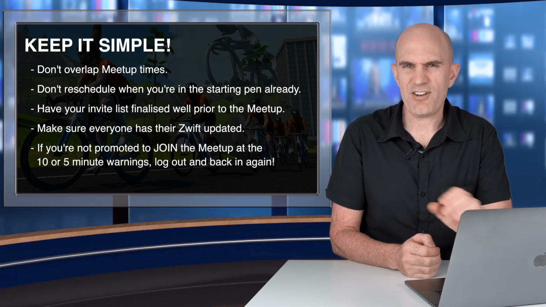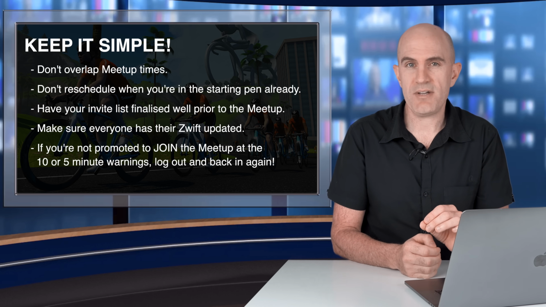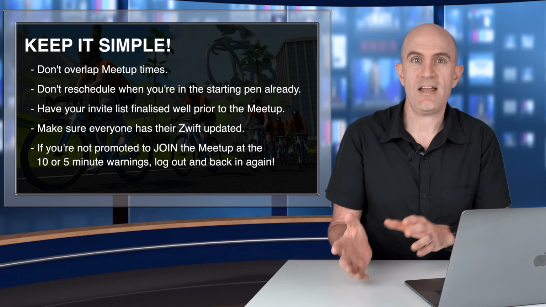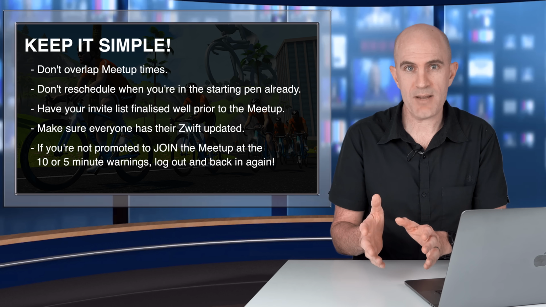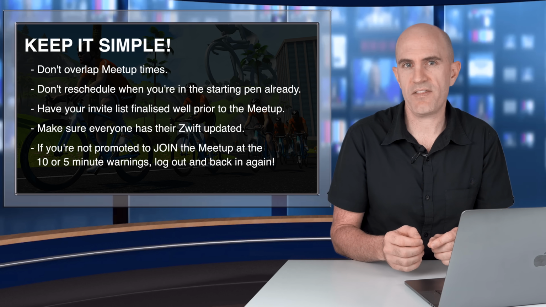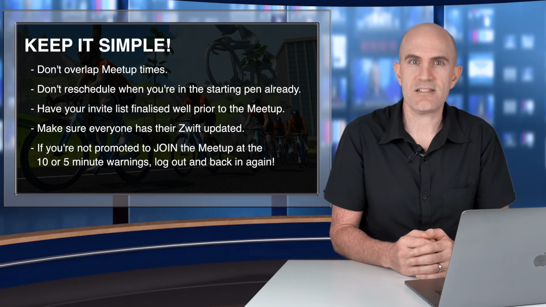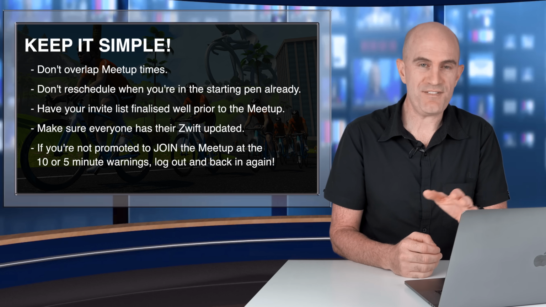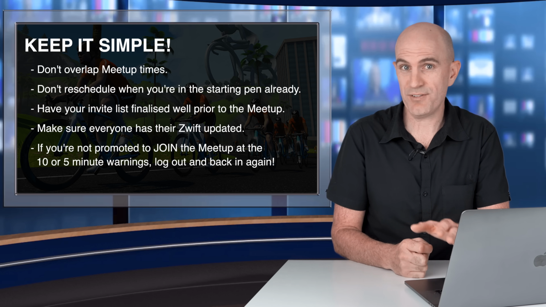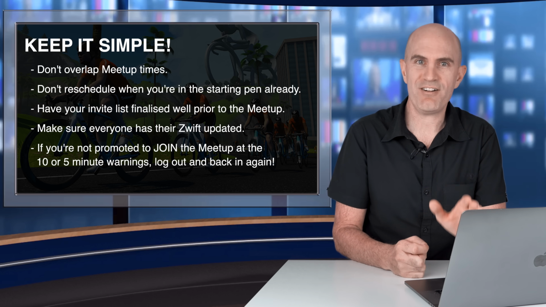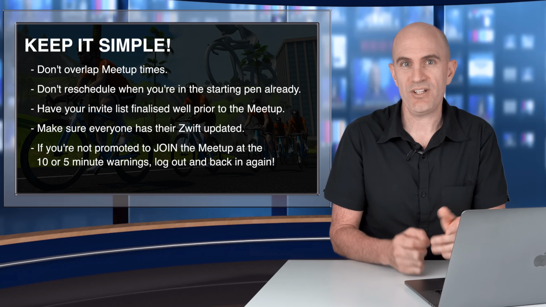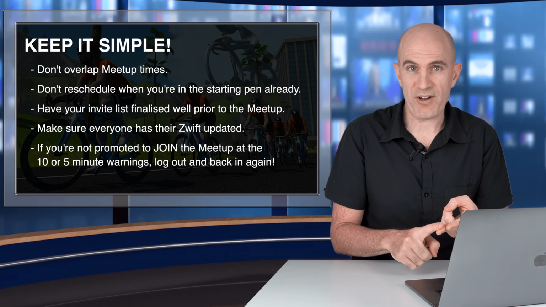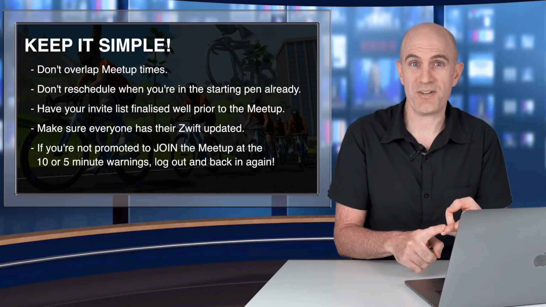Next up, related to that almost, is if you're not prompted to join the meetup at 5 or 10 minutes to go, exit out, jump back into the game, and make sure that in the top right-hand corner there, that event is listed and you are listed as going on the invitee list. Now, some of these keep it simple tips may be fixed in the future or may be already resolved in maybe even today's update, but for now, follow this advice. Keep it simple, join early, join only one event at a time, and make sure your Zwift is updated.